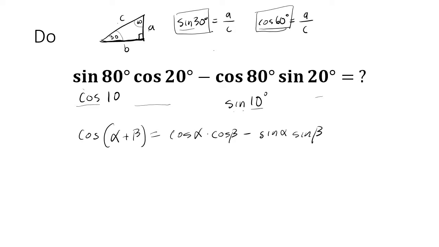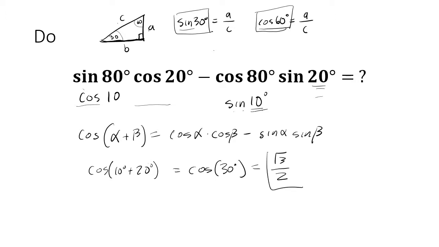So in this case, alpha is 10 and beta is 20. So what is the cosine of 10 plus 20? Well, that's just the cosine of 30 degrees. I don't need anything fancy for that. The answer to this is square root of 3 over 2. Okay, so just a different way to think of this sort of idea. It's kind of working backwards in a way.